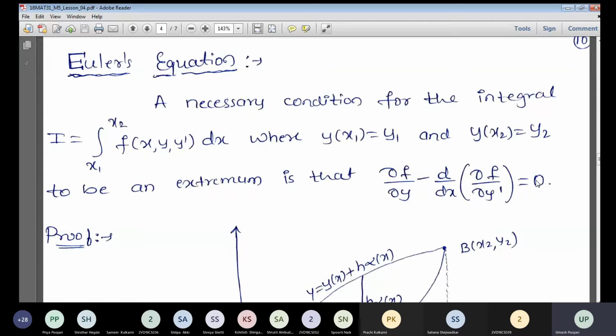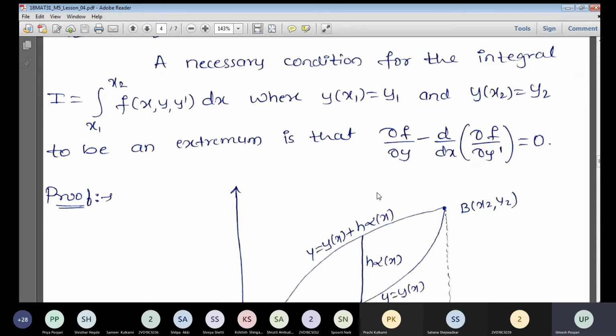Sometimes they will use a statement and sometimes they will give it like this. The question will be: state and prove Euler's equation. Then you have to write the statement as well as obtain this particular derivation. So here we shall try to prove this result. What are we going to prove here? We are going to obtain a condition for the integral I to be an extremum. Remember, an extremum is nothing but either a maximum or a minimum, both.